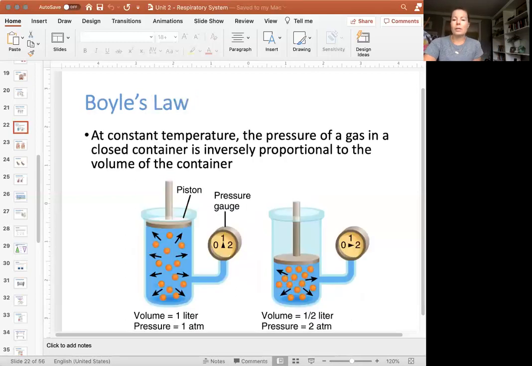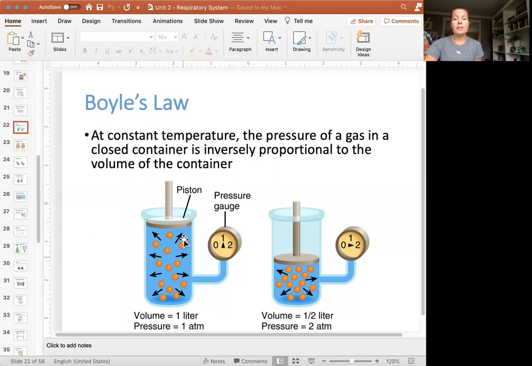Okay, so now I can explain what happens during breathing. The mechanics of breathing are determined by Boyle's Law, which is one of the gas laws. It states that the pressure of a gas in a closed container, there are two closed containers pictured here, is inversely proportional to the volume of the container, as long as the temperature remains constant.